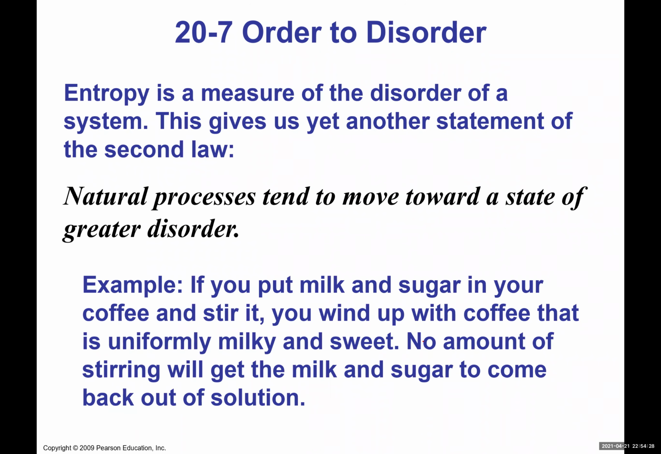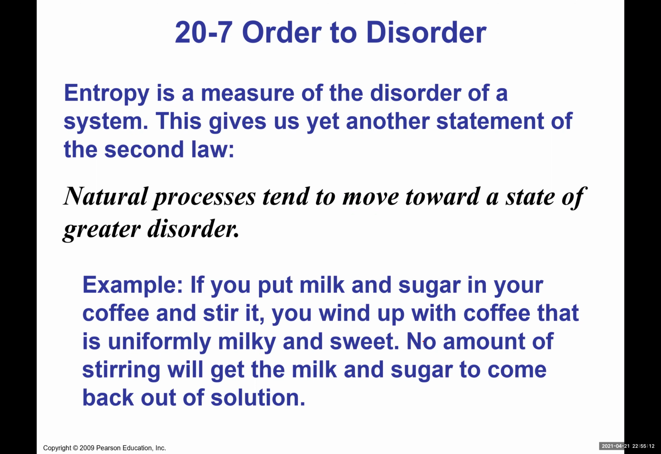Another way to put entropy is in terms of order to disorder. Entropy is a measure of the disorder of a system. So this gives us another way of looking at the second law of thermodynamics: natural processes tend to move toward a state of disorder. And here's an example. If you put milk and sugar in your coffee and stir it, you end up with coffee that is uniformly milky and sweet. No amount of stirring will get the milk and sugar to come back out of solution. Or imagine you have some kind of container with a layer of, for example, pepper and salt, basically a layer of salt and then a layer of pepper.